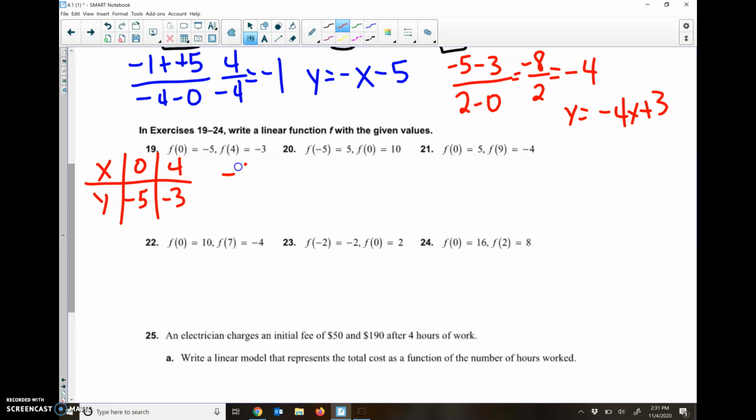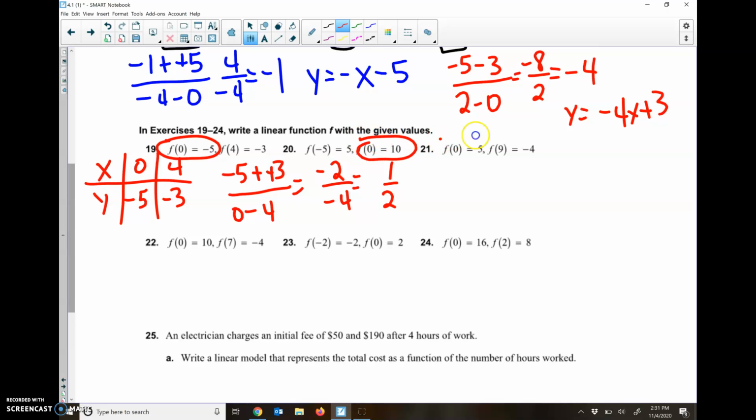If I subtract my y's, I got it there. Subtract my x's. So -5 minus a -3 gives me a -2. 0 minus 4 is -4. That's going to be the same as 1/2. Same thing here, they give me my y-intercept, 0, -5.